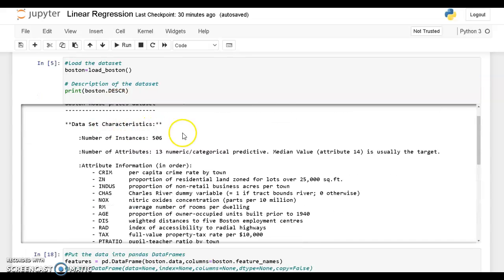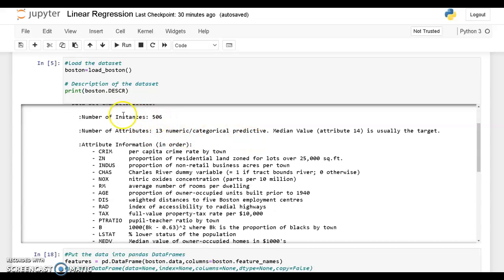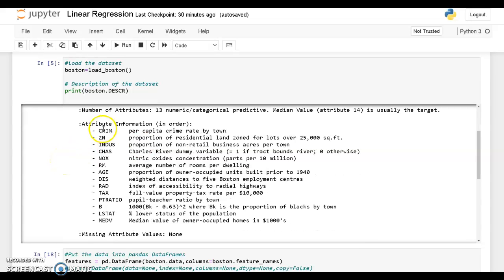Boston house prices dataset. We have 13 attributes. Each has 506 observations or instances, and the median value is the 14th attribute, which is the target. I'm not going through all of them, but we have the CRIM, per capita crime rate by town. We have the LSTAT, percent of lower status of the population, the RM, average number of rooms per dwelling, and the DIS, weighted distances to 5 Boston employment centers.